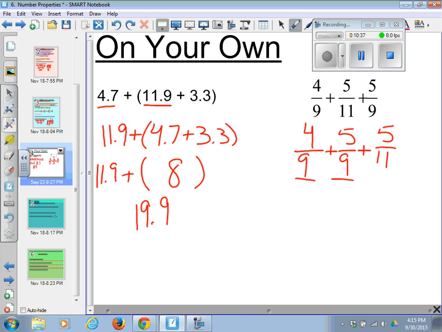5 plus 4 gives us 9 over our common denominator, which is the 9th, plus 5/11. 9 over 9 equals 1. So 1 plus our 5/11. 1 equals 11/11, so we can have our common denominator. So we have 11/11. Make this a little easier to see for you.